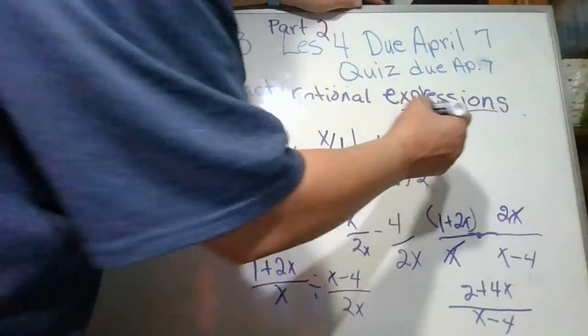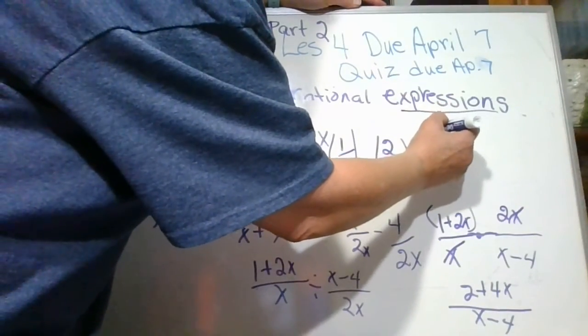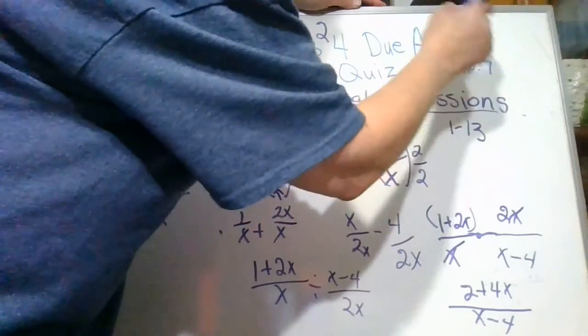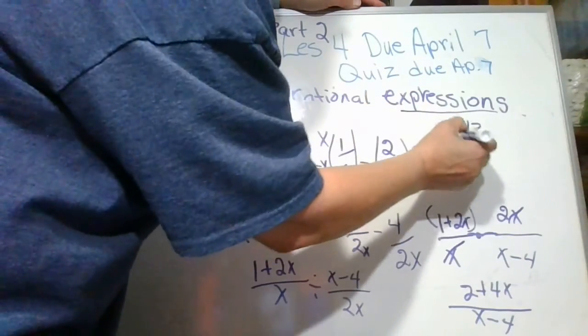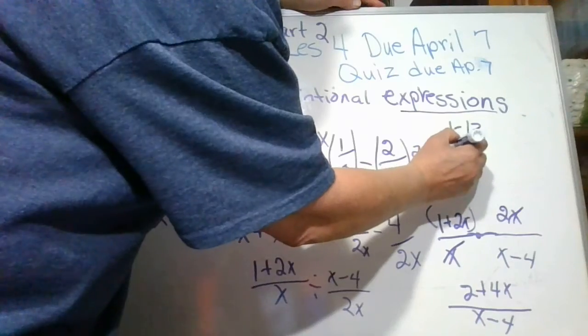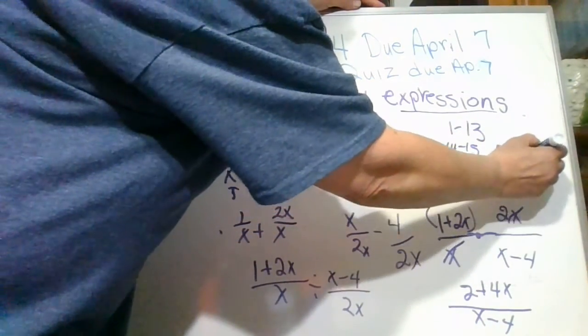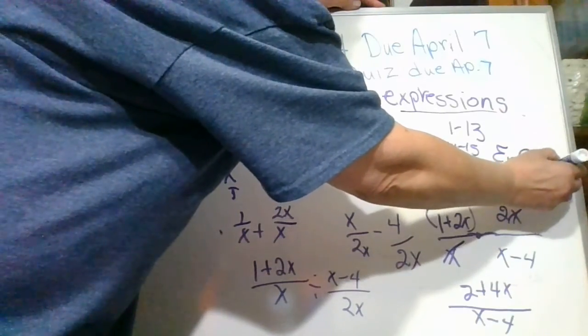Okay, your assignment for lesson 4, 1 through 13 is due April 7th, as well as 14 and 15 can be done for extra credit.